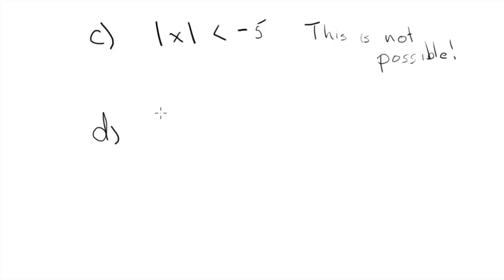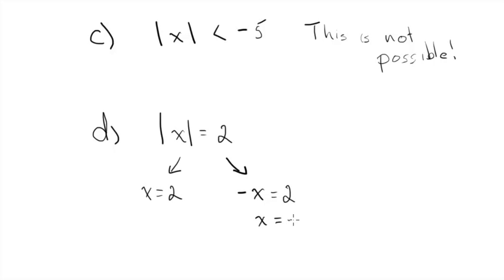Or just another example, what if you had the absolute value of x is equal to 2? Well, here there's two possibilities, right? X could be positive or x could be negative. So if x is positive, that would mean x equals 2. And if x is negative, that would mean negative x equals 2, which would mean x equals negative 2. So therefore, x is equal to plus or minus 2. So there's two answers to this one if it's an equal sign.